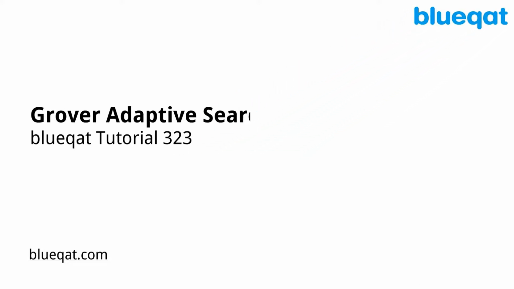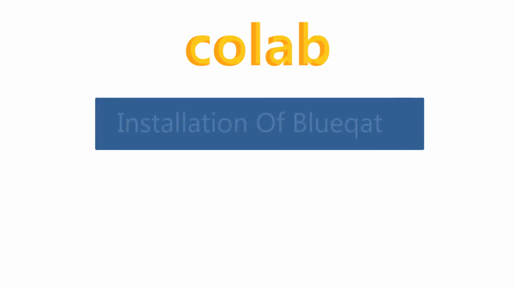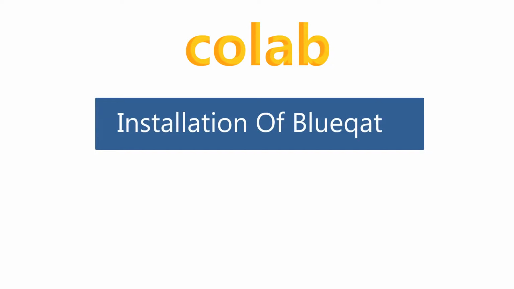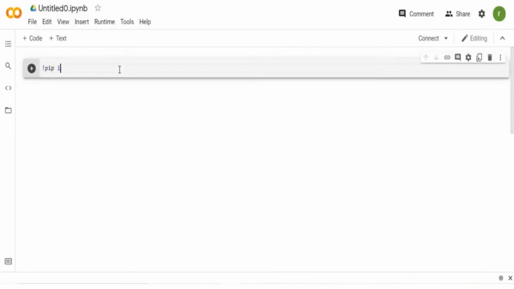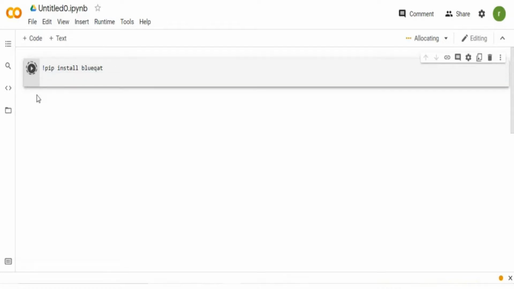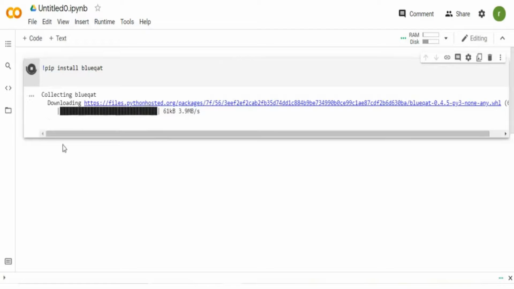In this tutorial video we will learn about Grover Adaptive Search and QUBOs in Blueqat. We will be doing this in Google Colab. Like we did in the previous video, we will start with installation of Blueqat. We can do it by using this code: !pip install blueqat. Type the code that was shown earlier in Google Colab, then click on the play button and Blueqat will be installed.